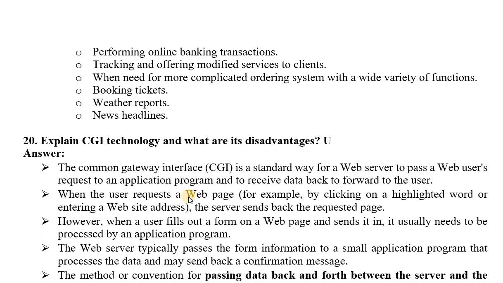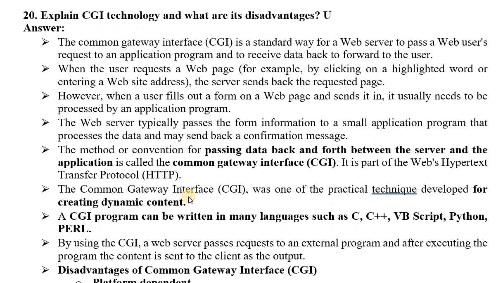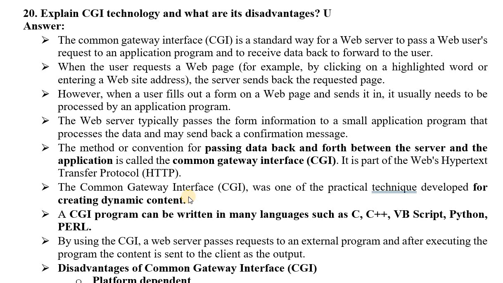So to have a dynamic website, what was the option? The option was CGI, that is Common Gateway Interface. Now, what is Common Gateway Interface? Common Gateway Interface provides a standard way for the web server to pass the user's request to the application program, and the application program returns the data, which is then forwarded to the user.